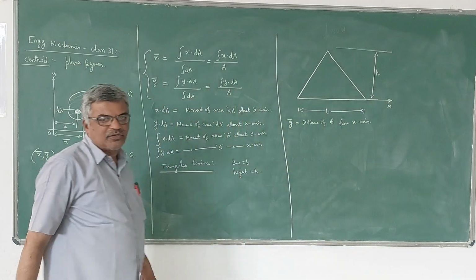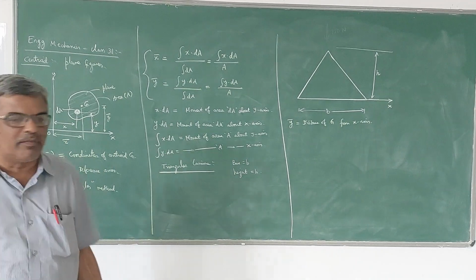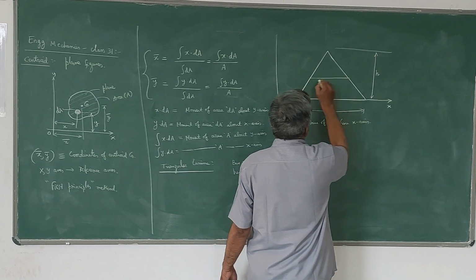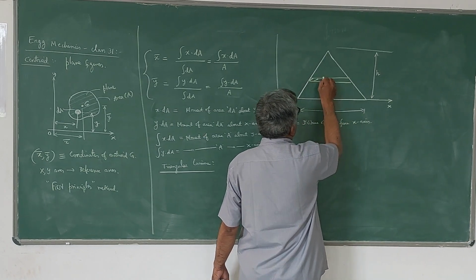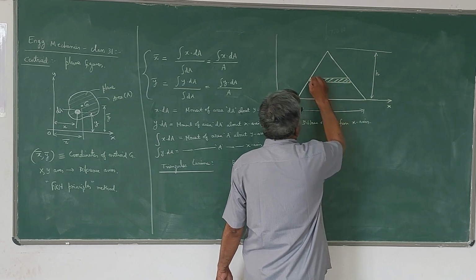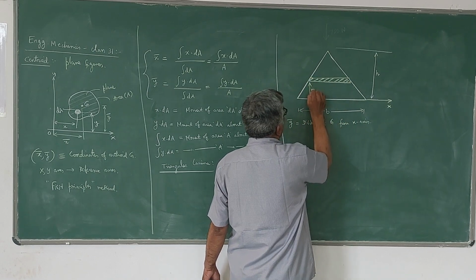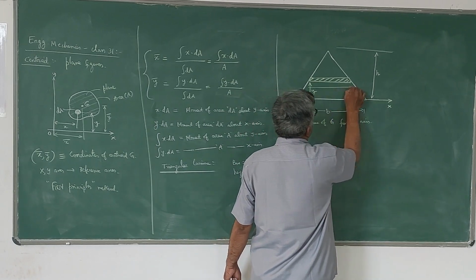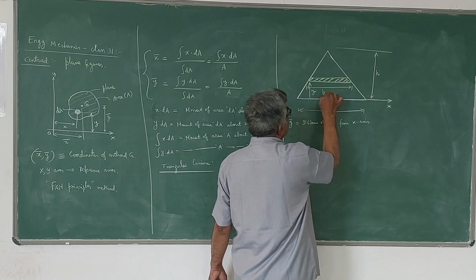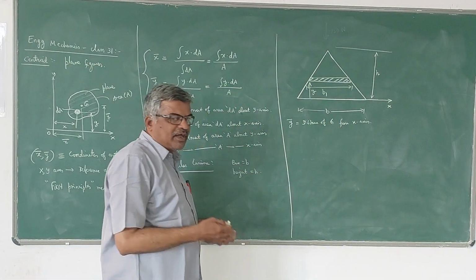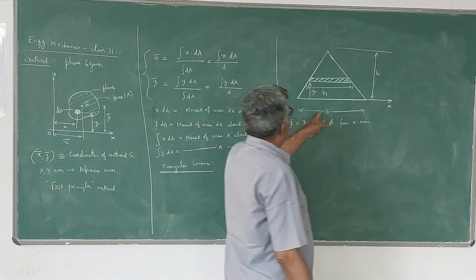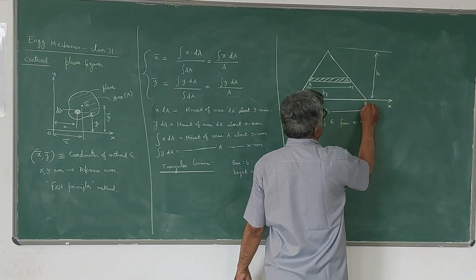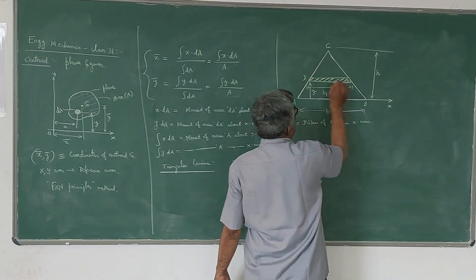I am not worried about the y-axis here because I need only y bar. So for the derivation purpose, I have to take an elemental strip like this, at a distance y measured from the x-axis, and let me take the width of the strip as b1. You can see here in the case of a triangle, the width varies. At the base it is b, at the vertex it is 0. So the width varies. Now ABC is the triangle and DE is the strip.